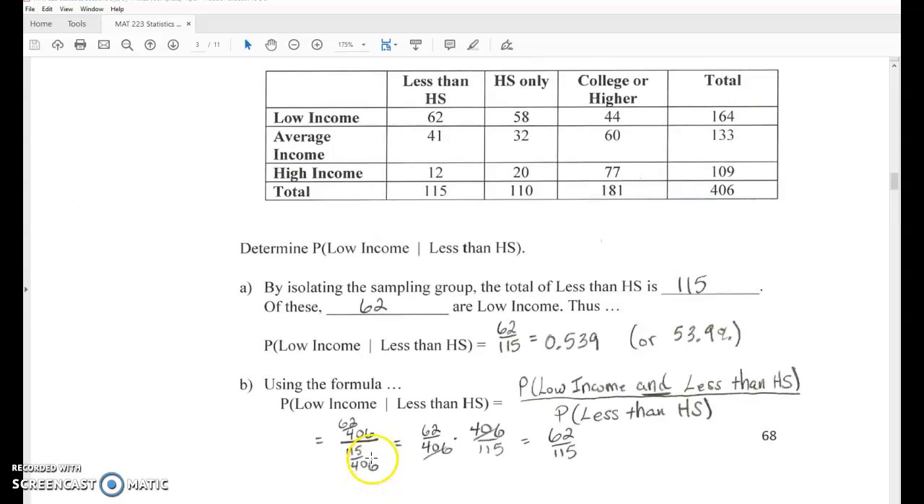So remember from algebra or working with fractions, when I divide by a fraction, that means I can invert that fraction and multiply. So 62 out of 406 times 406 divided by 115. You can see that the 406s cancel, and we end up with 62 out of 115, which is the same thing as I have by just looking at the table. So again, if you have a table, just look at the table to figure it out. But if you need to use a formula and you only have these probabilities given to you, then this is the way to use the formula. Probability of A given B is equal to probability of A and B divided by the probability of B.